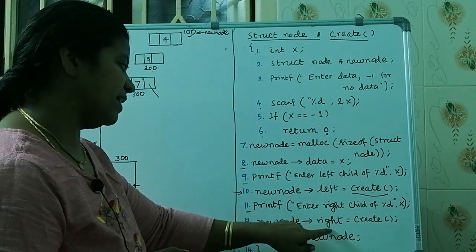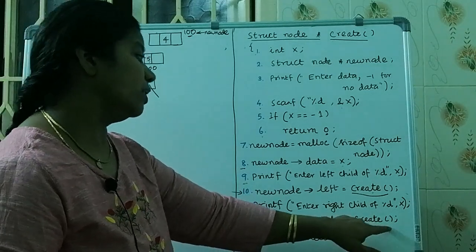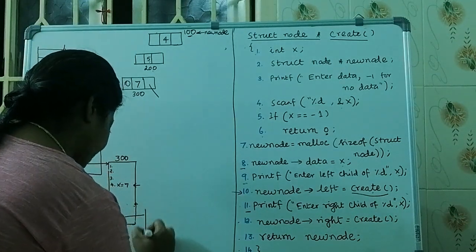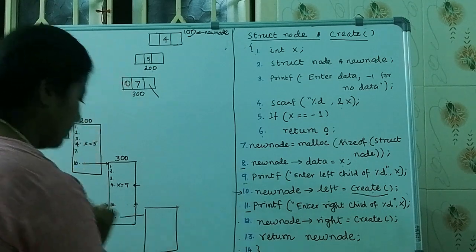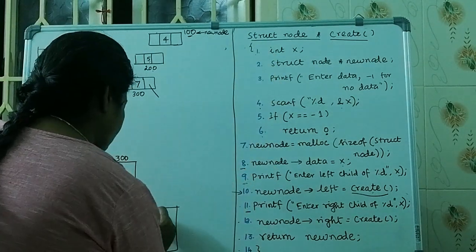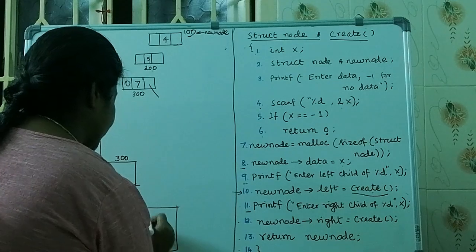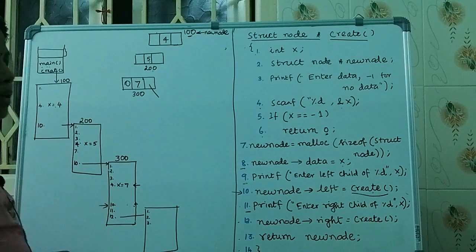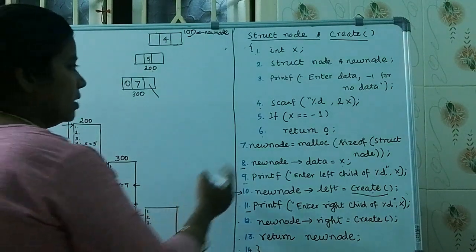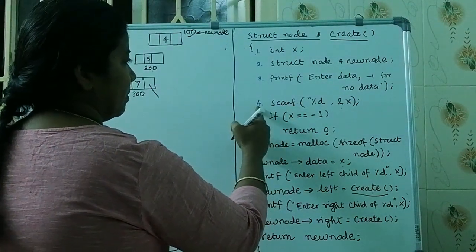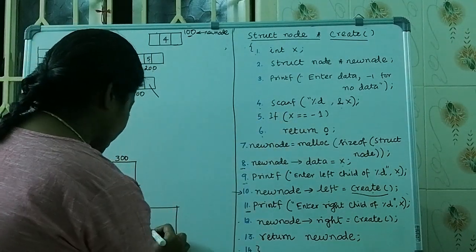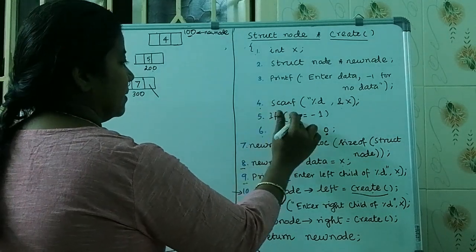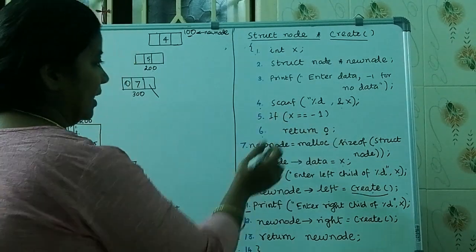So new node of right equal to create. So it again called the create function at line number 12. So now note down another stack frame gets executed. Now once again all statements get executed. Now I don't want to insert any right child for the node 7. So at line number 4, suppose I give x equal to -1, this condition becomes true, then it will return 0.